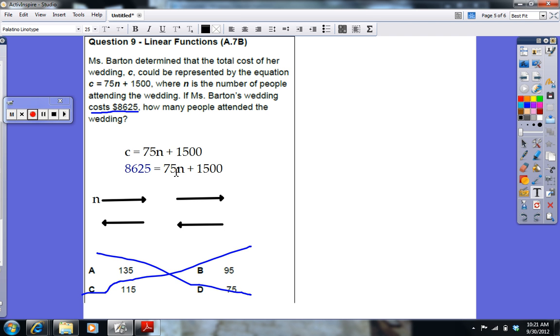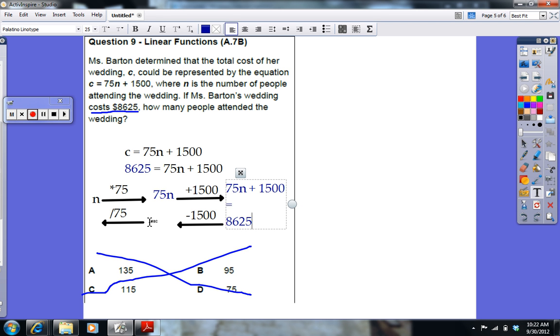The first thing that happened to n, well, it's right next to 75. So that means times 75. And the second thing is I added 1500. The inverse of adding 1500 is to subtract 1500, and the inverse of multiplying by 75 is to divide by 75. Okay, we're making some progress. So this would give me 75n, and this would give me 75n plus 1500. And all of that would be equal to, well, in my problem it says 8625.